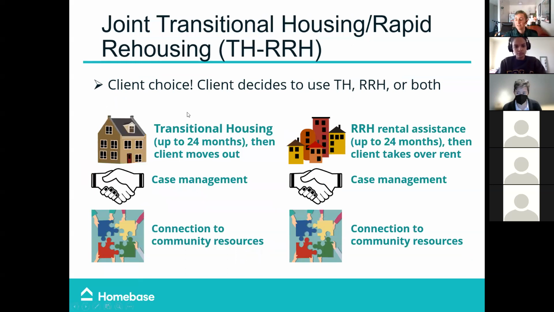There's one last project type I want to talk about, and that is the joint transitional housing and rapid rehousing project. This is relatively new. This has been around for the past about 4 years. And it combines rapid rehousing, which is what we just talked about, with transitional housing, meaning that this project has a transitional housing piece and it has a rapid rehousing piece.